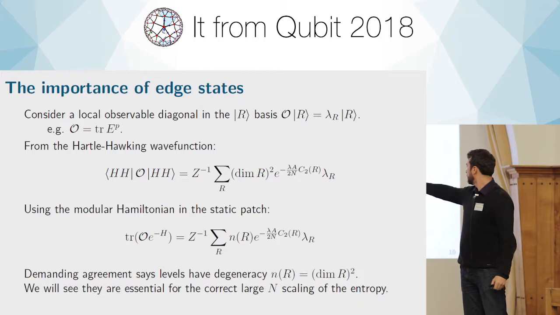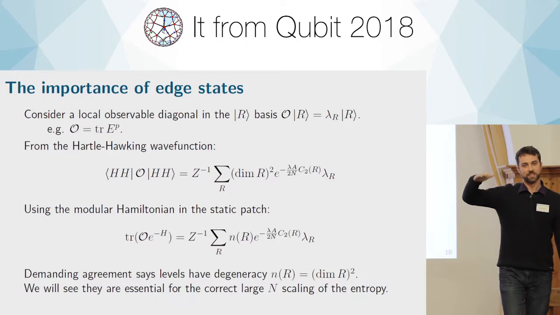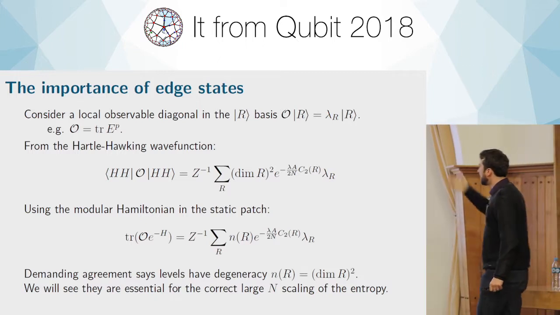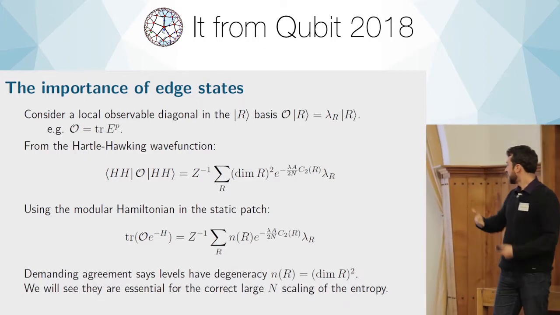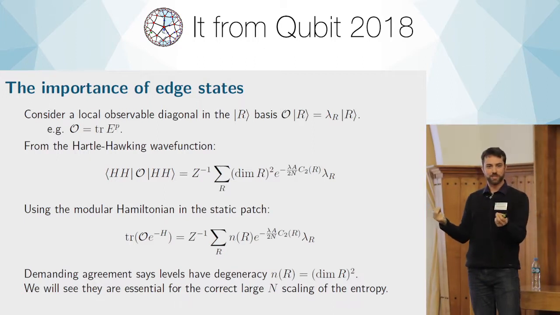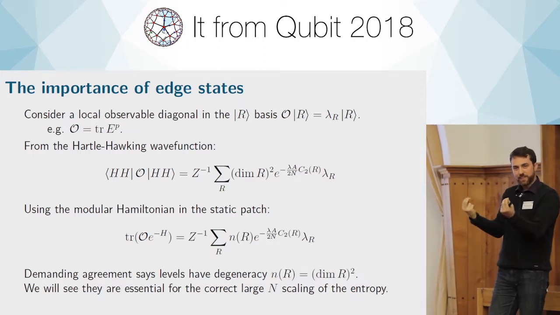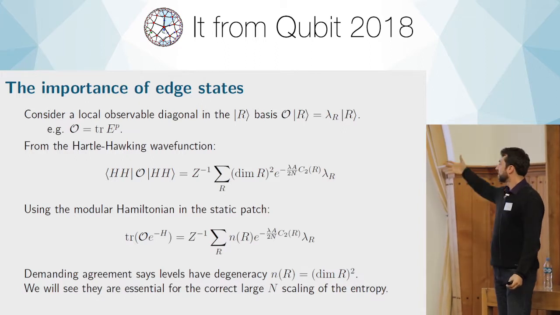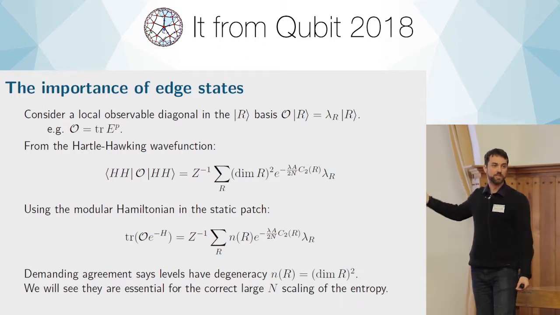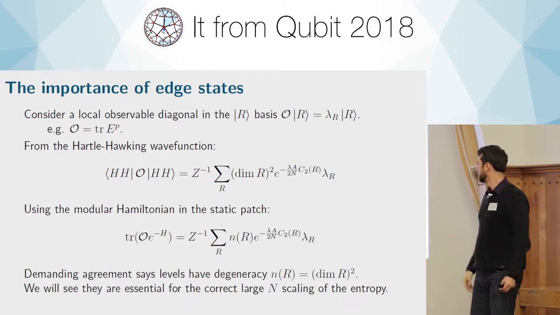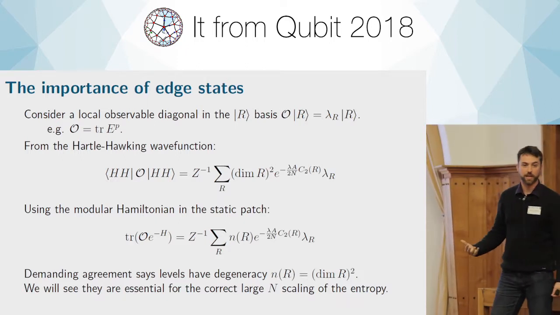But we may not have decided what the degeneracy of each level is. But then clearly, in order for these two calculations to match, the degeneracy of this level has to be the dimension of the representation squared. In other words, these extra gauge indices that live at the end of the interval are important not only to match up with the replica trick, but to reproduce expectation values of physical observables. And in fact, we'll see they're essential in order to have the correct large N scaling of the entropy.